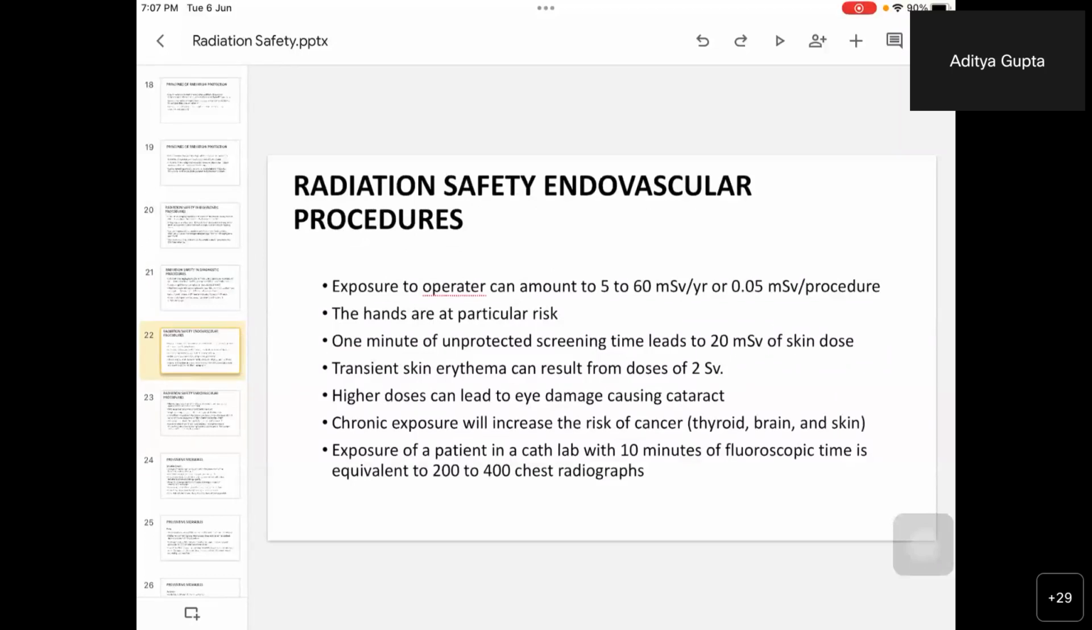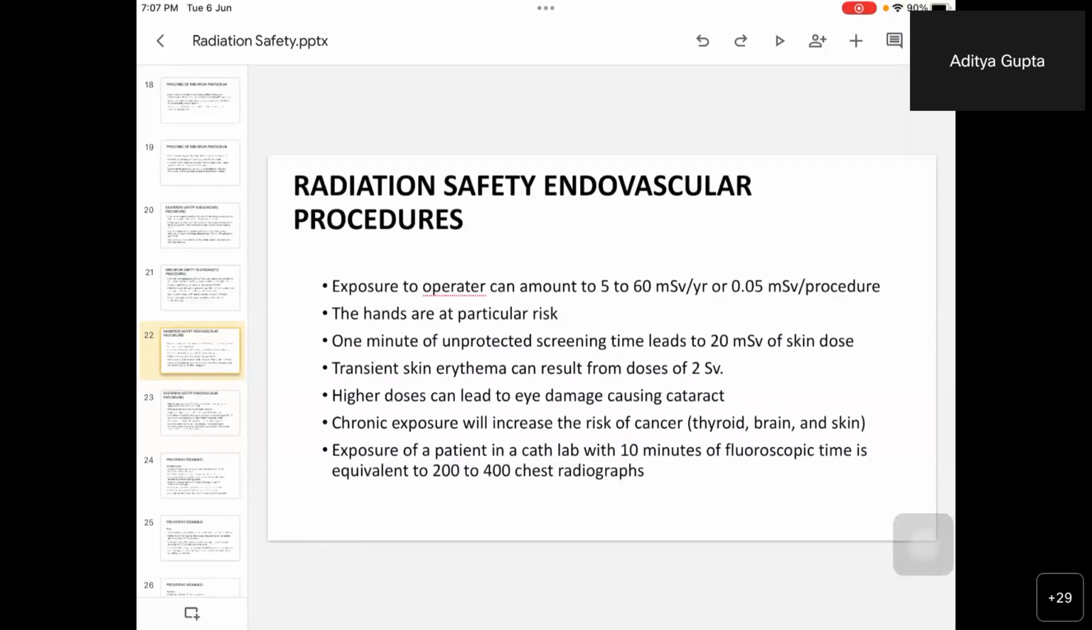Now, radiation safety in endovascular procedures. Exposure to the operator can amount to 5 to 60 millisievert per year, or 0.05 millisievert per procedure. And in all these procedures, the hands are at particular risk.